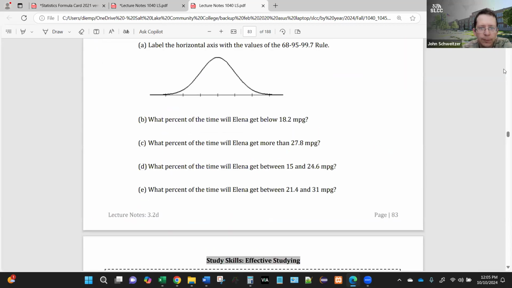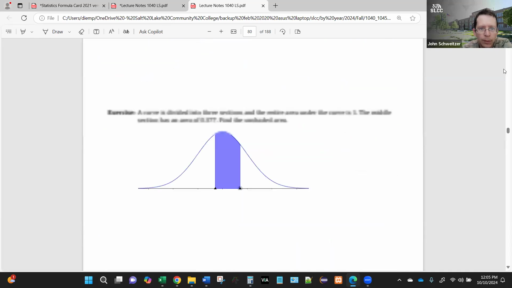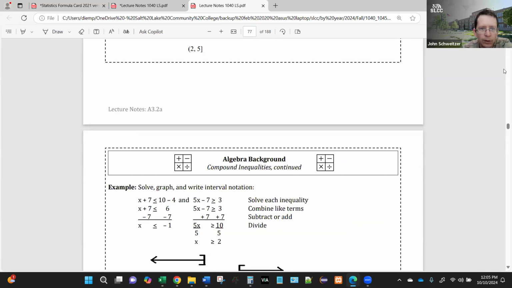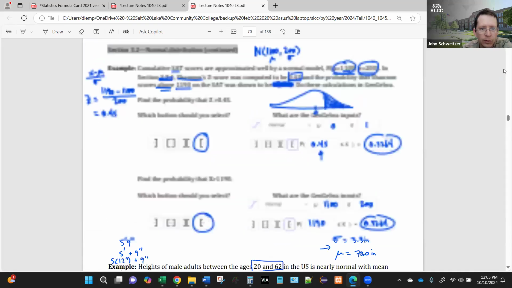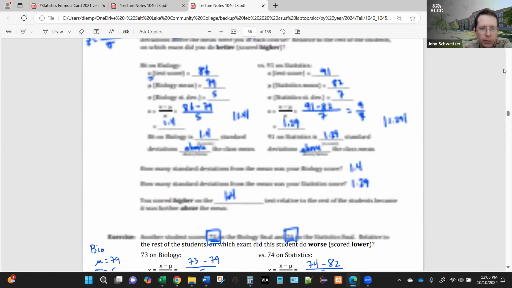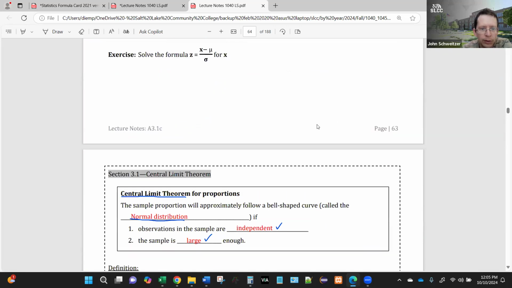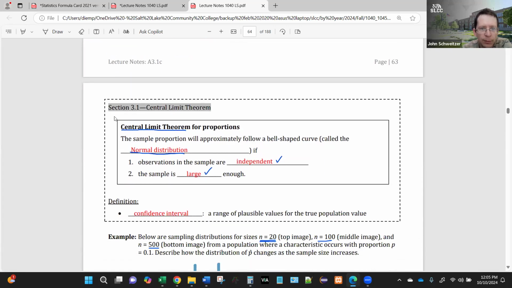just do it real quick. I just want to show you those words again and prove to you that we did talk about the central limit theorem. Where did it go? Here it is. So way back at the beginning of chapter 3, 40 pages ago, we talked about the central limit theorem. It said the sample proportion will approximately follow a bell-shaped curve called the normal distribution, if certain conditions are met.